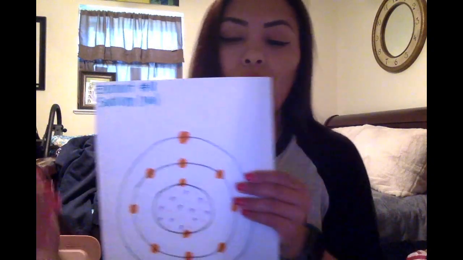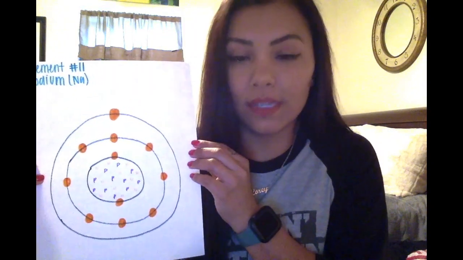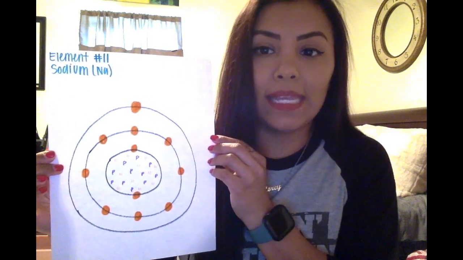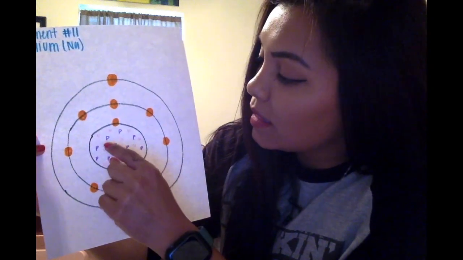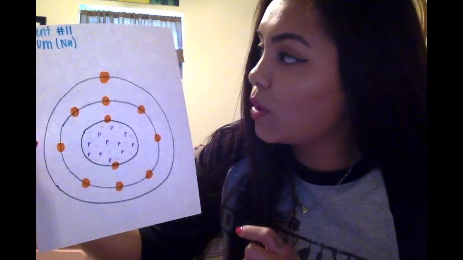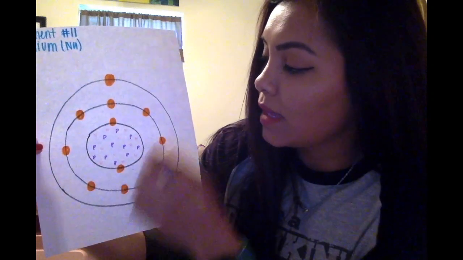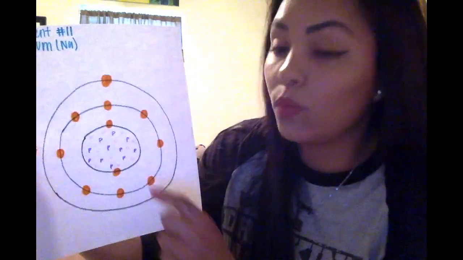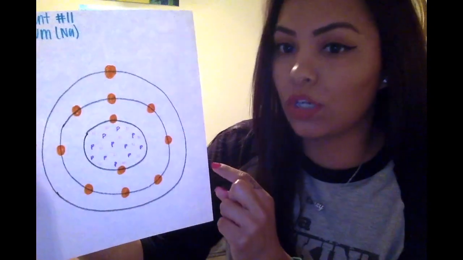So let's take a look. Here we have an example of the atom sodium. Sodium is the 11th element on the periodic table. Its symbol is Na. Inside you can see little p's and little n's. Atoms have in the very center a nucleus. And this particular atom, sodium, has 11 protons, which have a positive charge, and 11 neutrons, which have no charge.